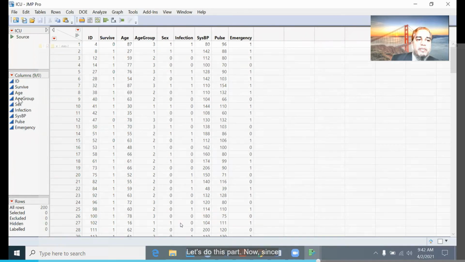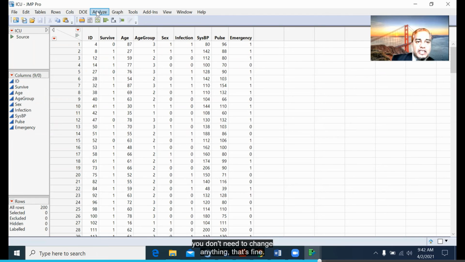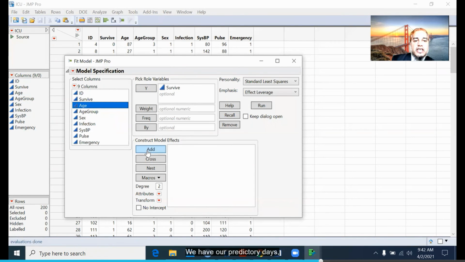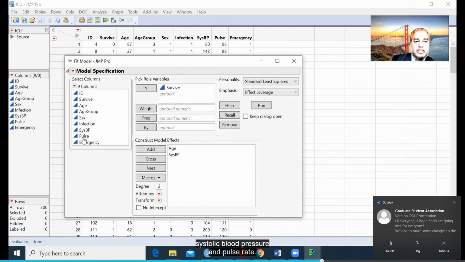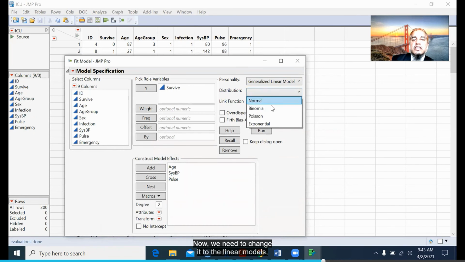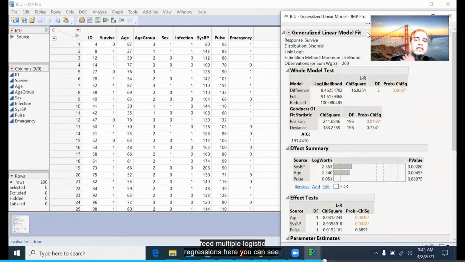Now, since survival is here already as a categorical variable, we don't need to change anything, that's fine. So fit the model here. Survival is our response variable, where our predictors are age, systolic blood pressure, and pulse rate. Now we need to change it to the generalized linear model, the normal one, the binomial one, and the logit. Okay, now if you run this one, we fit the multiple logistic regression here, you can see.